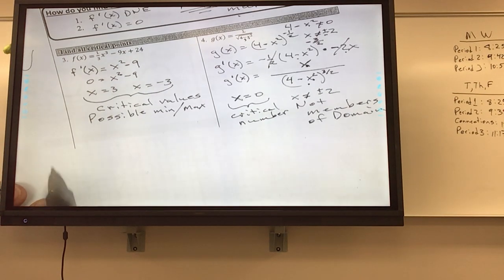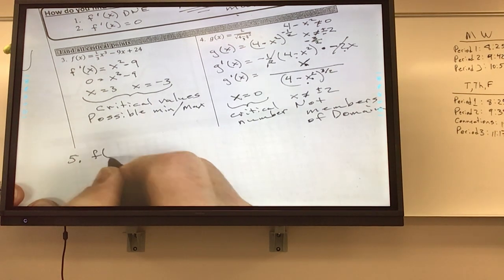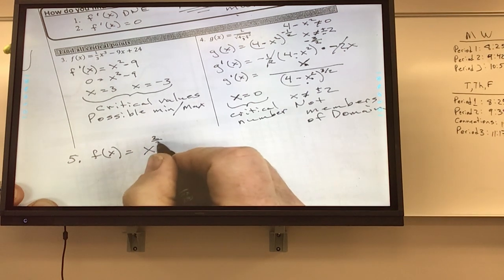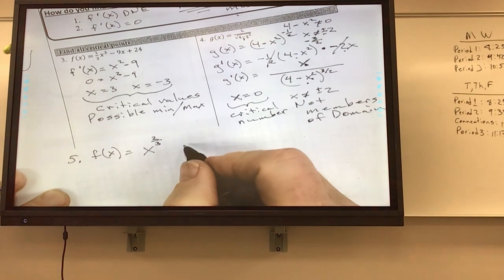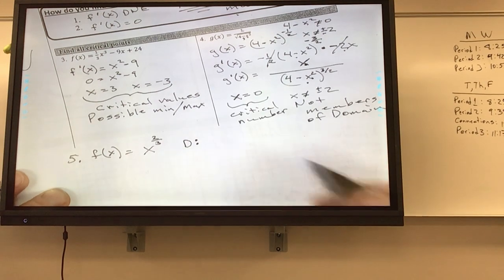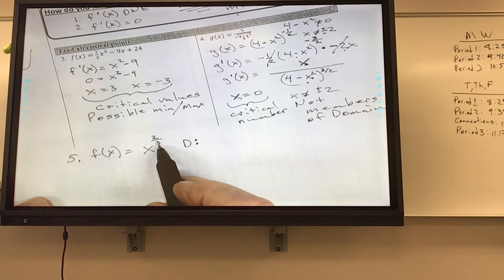Here's question number 5. F of x equals x to the 2/3 power. And my domain. Ella, is there any number I can't put in there? I don't think so. Because the third means I can take the cube root, correct? And then whatever I get as the cube root, I'm gonna square it. Can you take the cube root of a negative number?